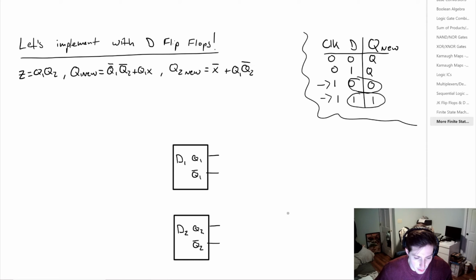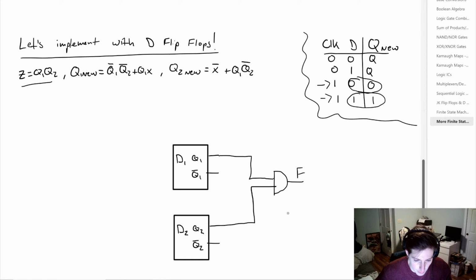We know that our output function is Q1 times Q2. So we can have a logic gate here, and we can tie Q1 to that, and Q2. Now we're going to leave out the clock pin for this example for simplicity. Notice again that D is equal to Q when the clock is high. So we can take D1 and set that equal to Q1 new, and D2 equal to Q2 new.